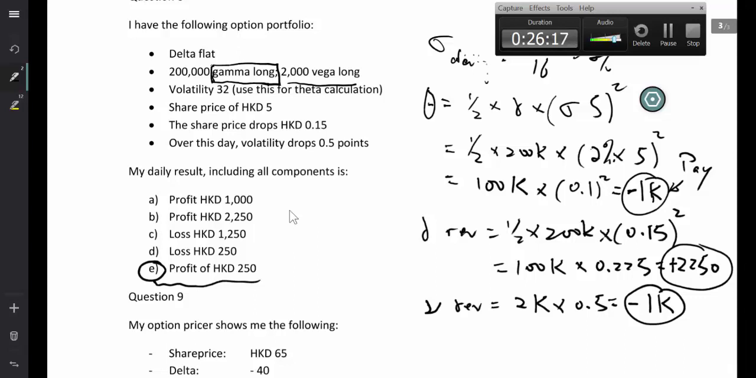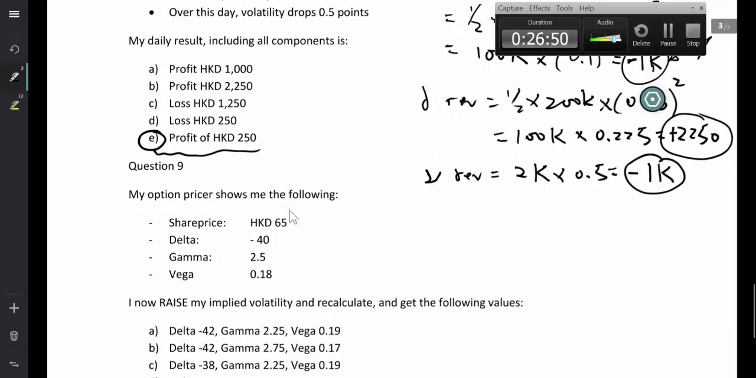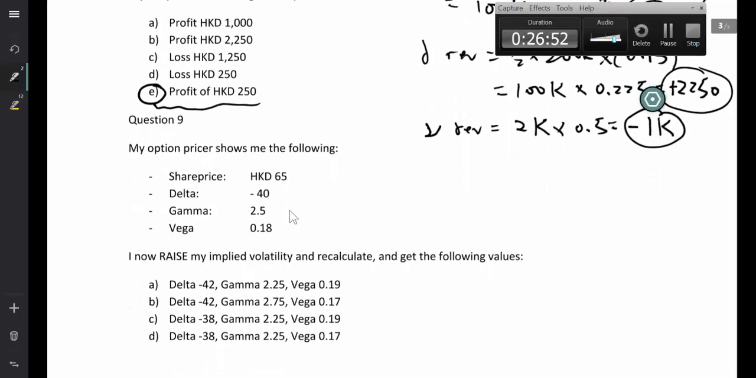$250. Okay. Now this is actually a good resemblance to a real live situation where the volatility drops a little bit, and then you also have to handle the time decay, but still, because there is more movement than anticipated, you end up making a little bit of money. Okay, very good. Remind me to give you 3 points.